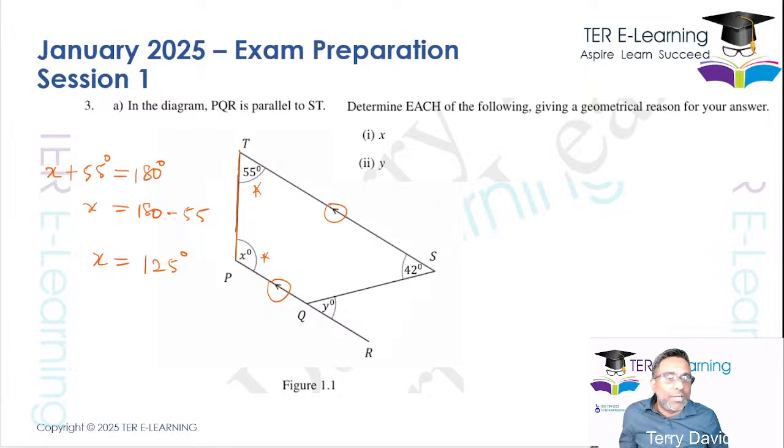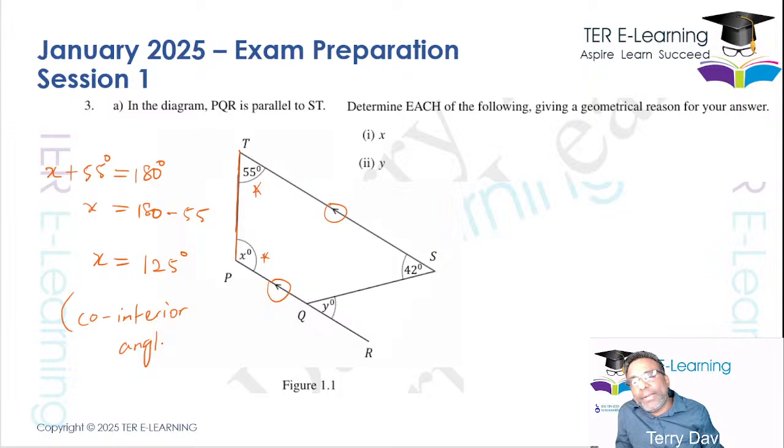A lot of people got 138. How come you all got that? What you can say here is these are co-interior angles. Co-interior angles are supplementary, meaning that they add up to 180. So that's the answer there. That's the value for x. What about y? What's the value for y?